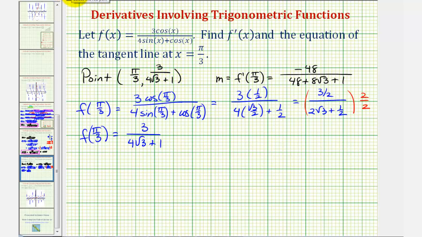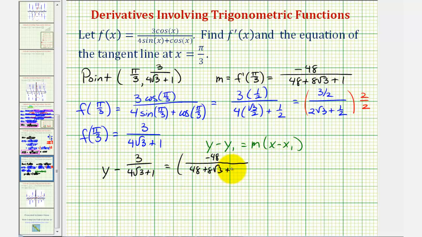So now to find the equation of the tangent line, if we use point-slope form of a line, or the form y minus y sub 1 equals m times the quantity x minus x sub 1, we would have the linear equation y minus 3 divided by the quantity 4 square root 3 plus 1 equals the slope times x minus x sub 1, or x minus pi divided by 3.